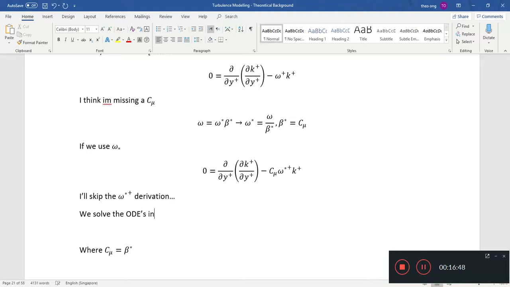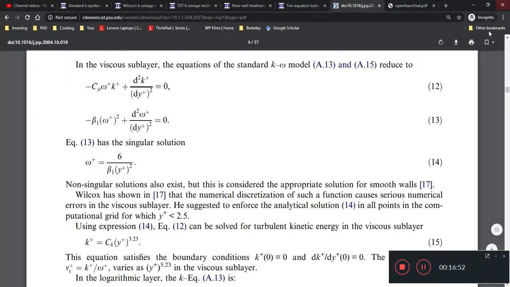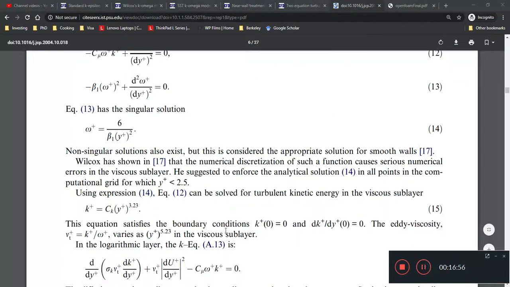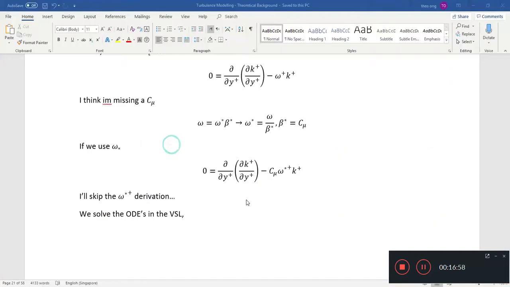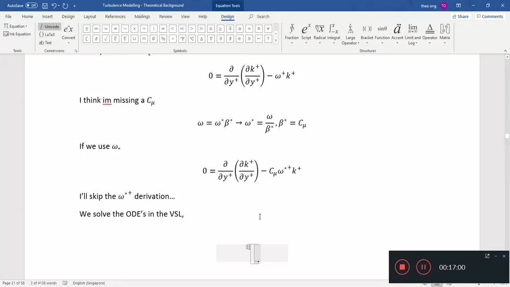In the viscous sublayer. Okay, I'm not going to go through how we get that, but I'll just put the solutions here, because that's more important. Omega star plus equals 6 divided by beta 1.